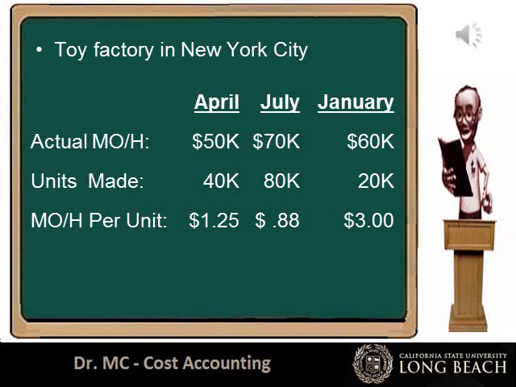In April, when the weather is nice, the overhead costs are $50,000. Because the factory has not yet geared up for the holiday rush, it is producing 40,000 units. In July, when the factory is using a lot of air conditioning, its overhead costs are $70,000. Because the factory is working overtime in order to ensure that it meets its holiday orders, it is producing 80,000 units. In January, when the factory is incurring a great deal of heating costs, its overhead costs are $60,000. Because there is not a lot of demand for its toys at this time, it is only producing 20,000 units.